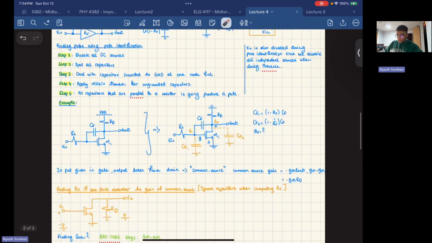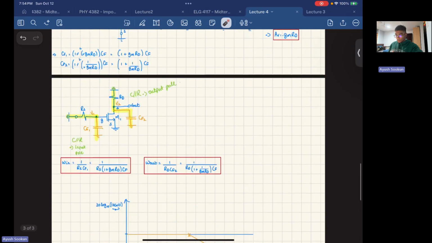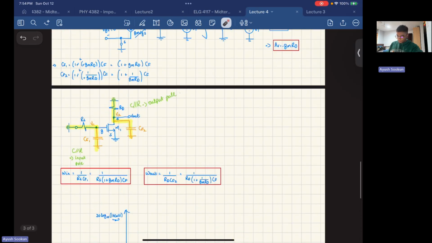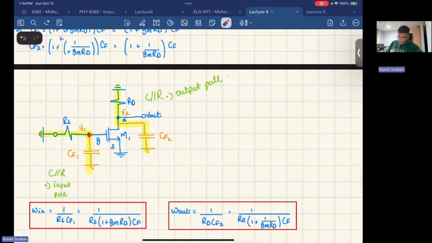Now that you've reached this step, this has been dealt with. All the ungrounded capacitors have been grounded using Miller's theorem. Now you want to ask yourself the question: are there any capacitors connected in parallel to a resistor? If you look over here, this capacitor shares the node with this resistor RS, and on the other side is grounded. So these two are in parallel. This is basically the same point, and this is a parallel combination. Again, this capacitor here is connected to this resistor on one point, and the other point is grounded. So this is in parallel too.